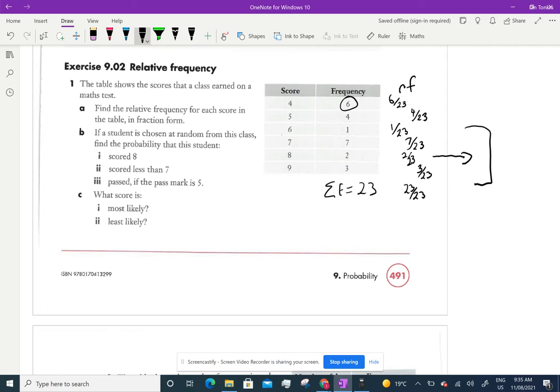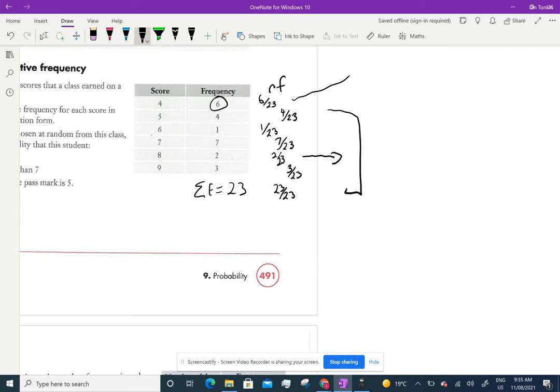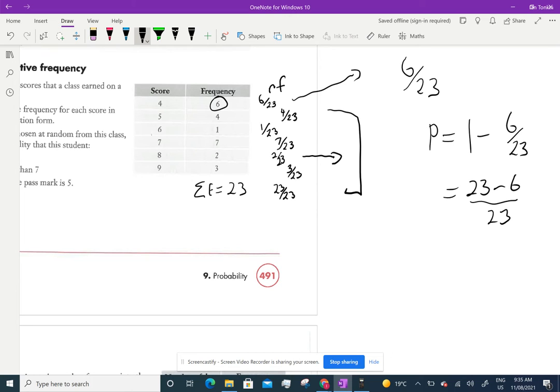Well, you add up all these ones. All right. Hold on. Pass mark is 5. No, you add up all these ones because 5's a pass and 4. And this is really cool, you can just go, well, 6 failed, or 6 didn't pass. So therefore, the number who passed is 1 minus 6 on 23. But you'll all be thinking 23 minus 6 on 23, because that's what 1 is, 23 on 23. So 17 on 23 passed.